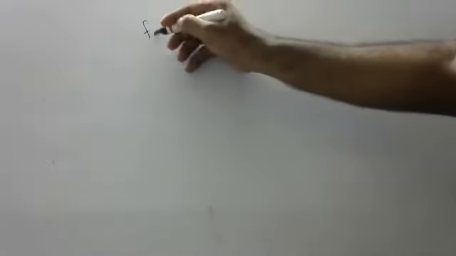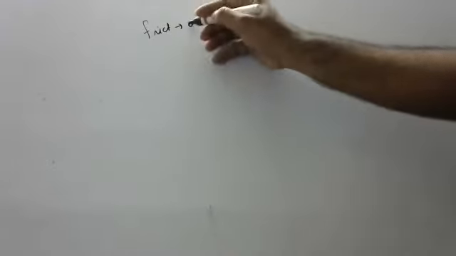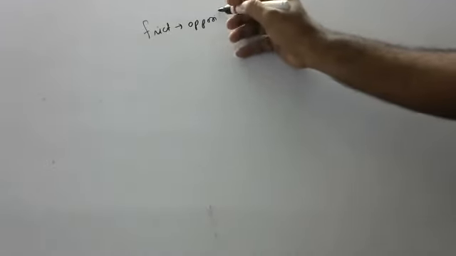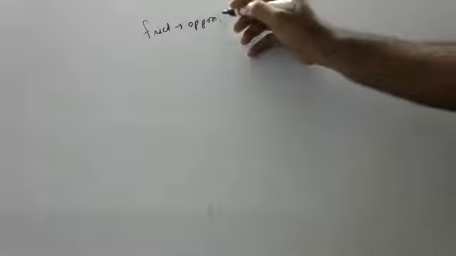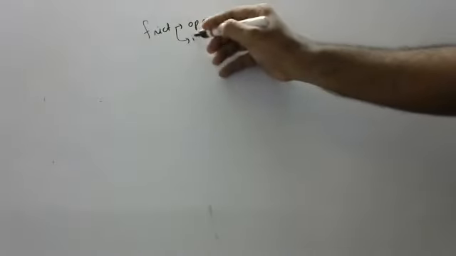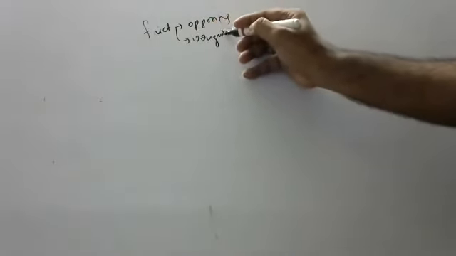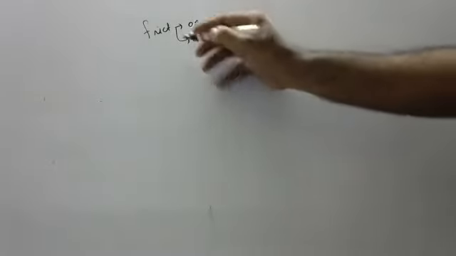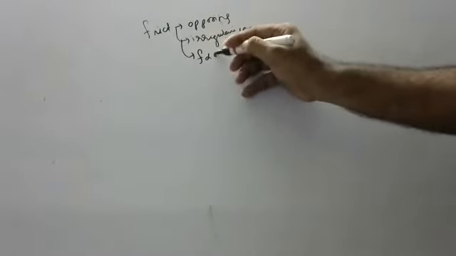What are the things we have studied now? Friction is an opposing force which acts on the motion of the body. Why does it occur? It occurs due to irregularities of the surfaces in contact. And friction is directly proportional to the normal reaction.